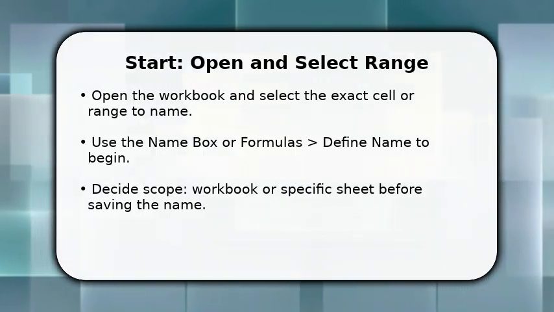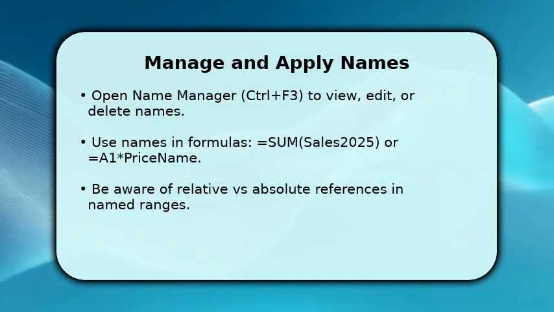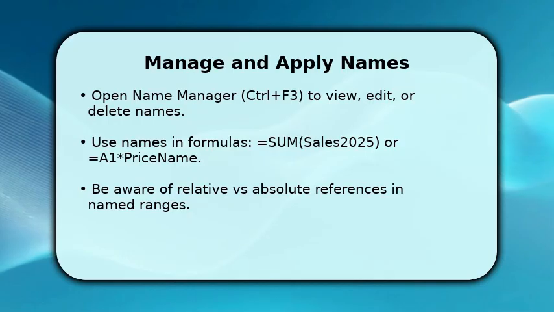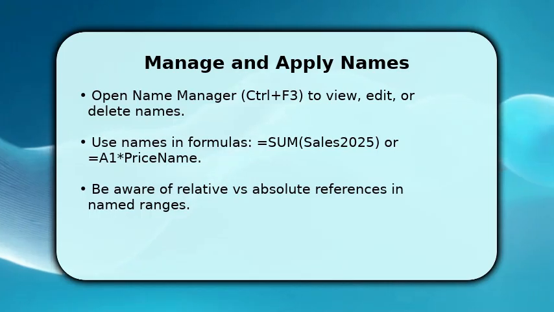Once you have names created, open Name Manager with Control plus F3 to inspect their references and scopes. This is where you edit a bad reference or update ranges. Apply a name directly in a formula by typing it or selecting it from the Use in Formula dropdown. That makes formulas easier to read and maintain.